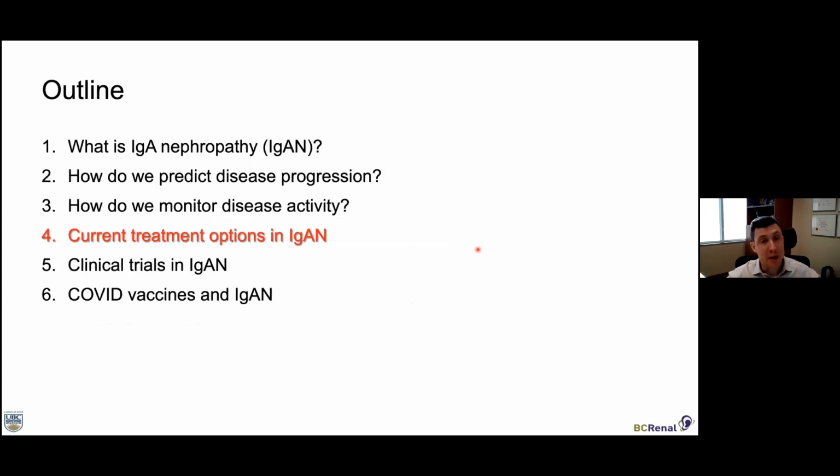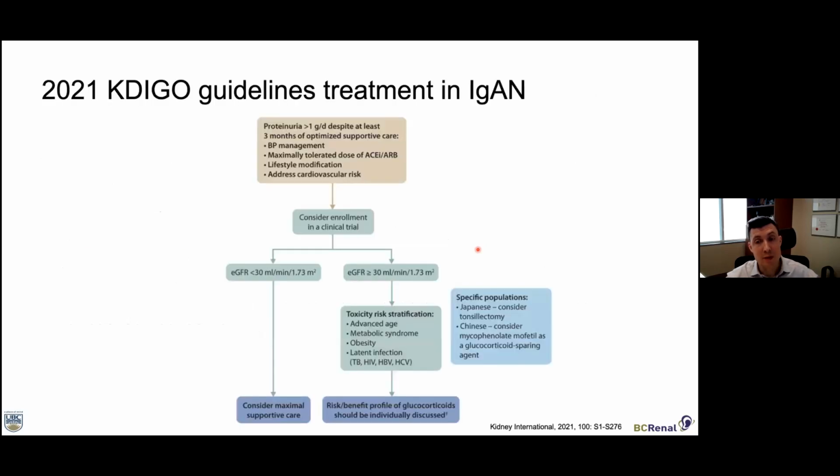So I'd like to now talk about current treatment options in IgA nephropathy. This is taken directly from the 2021 KDIGO guidelines. In most patients with IgA nephropathy, as indicated up here at the top, they will start off with some form of conservative therapy. Most people would be managed through blood pressure control, use of medications like ACE inhibitors or ARBs, and lifestyle modifications. Here I'm talking about salt restriction, weight loss, exercise.